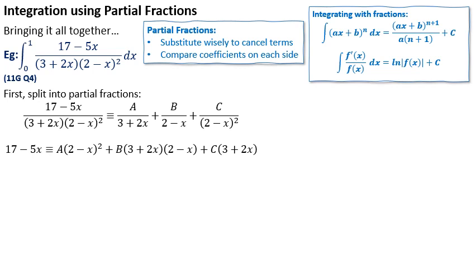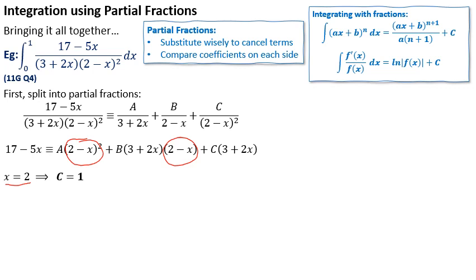So remember, substituting wisely is the laziest and therefore the most efficient method for this. If we can put in x equals 2, for instance, look at what happens. A whole bunch of things cancel out. When x is 2, 2 minus x is 0. So anywhere where you find a 2 minus x will disappear.